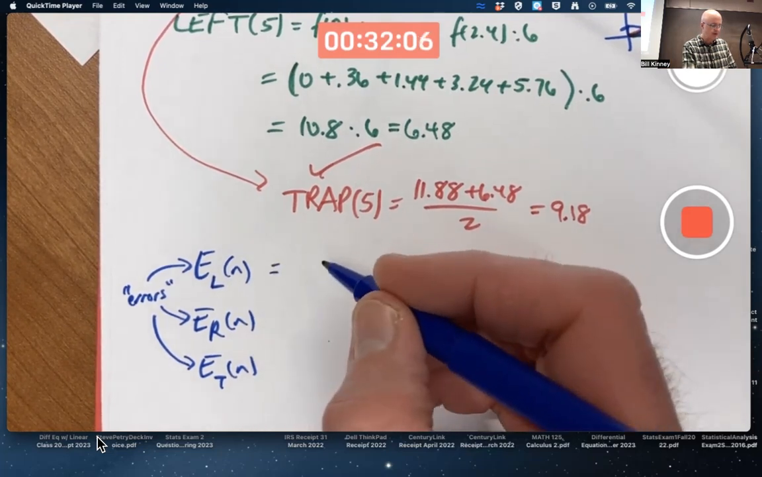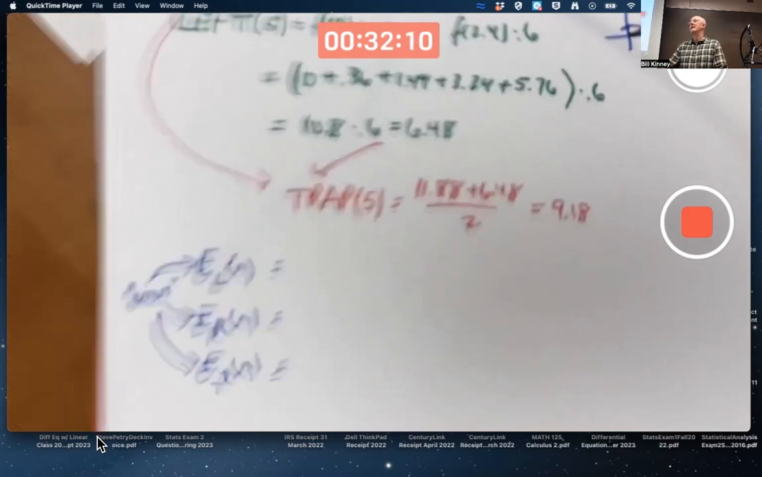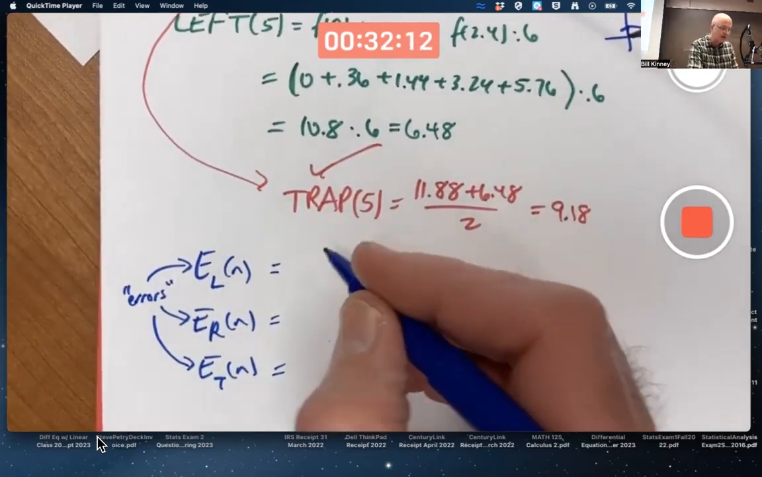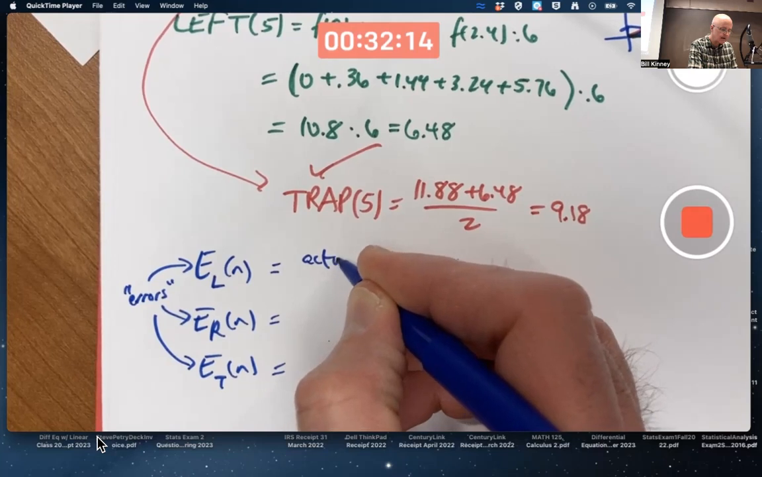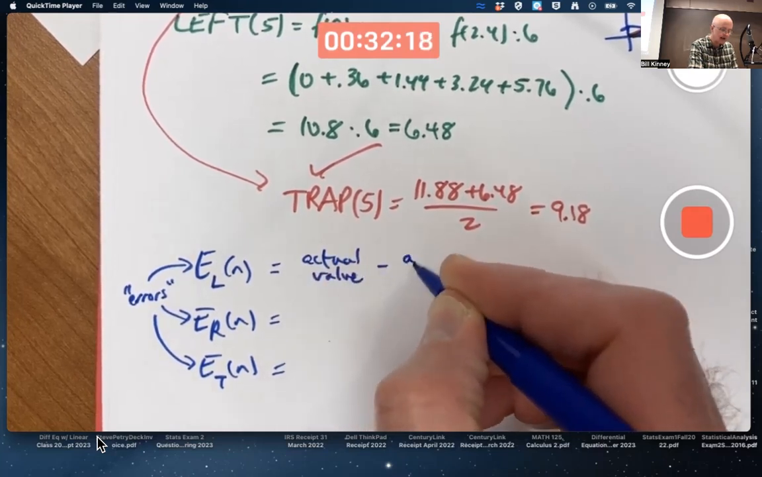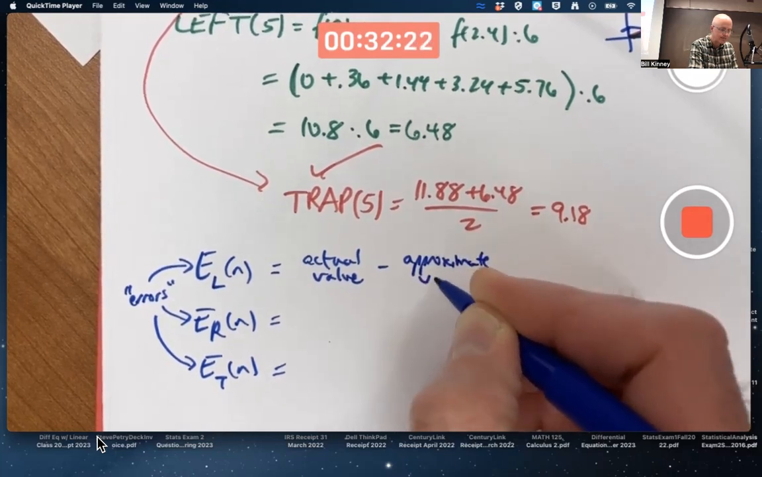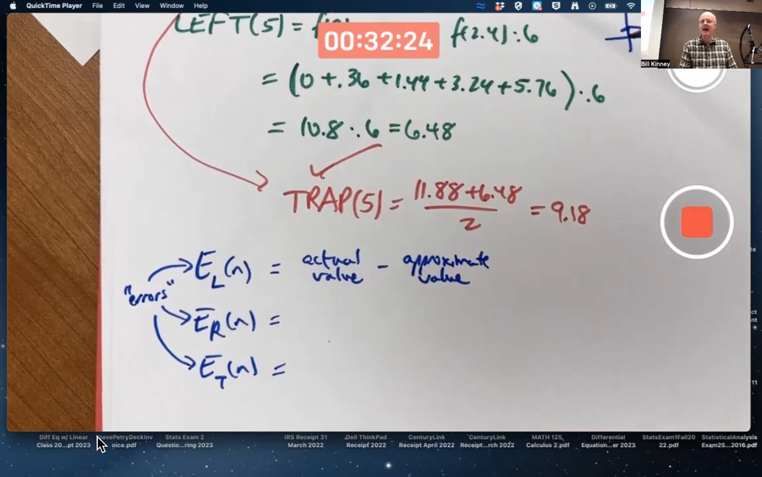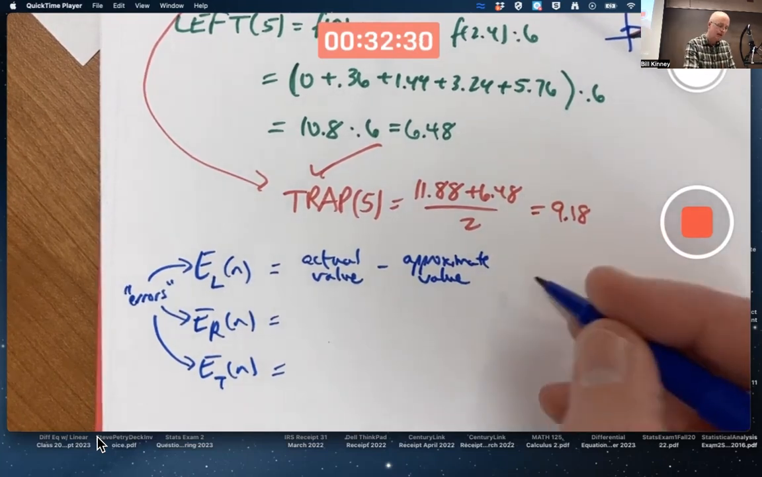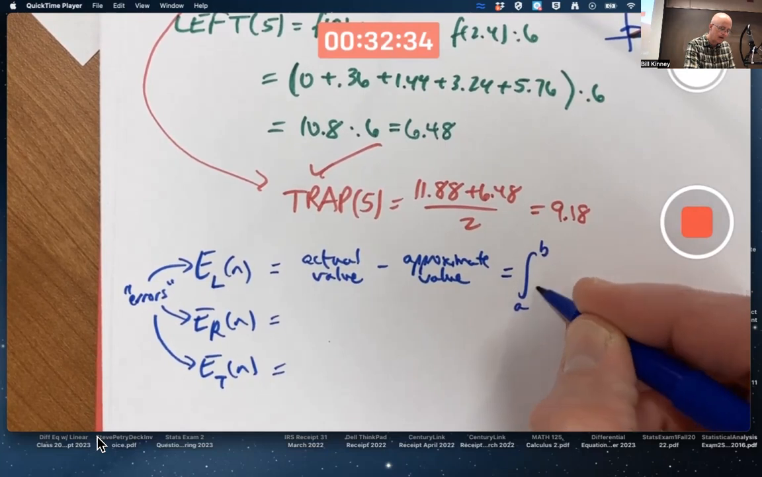So in general, what are they? I always remember it as actual value minus approximate value, and that's really nice. And I never forget that because actual comes before approximate in alphabetical order. The actual value is the integral itself from a to b.